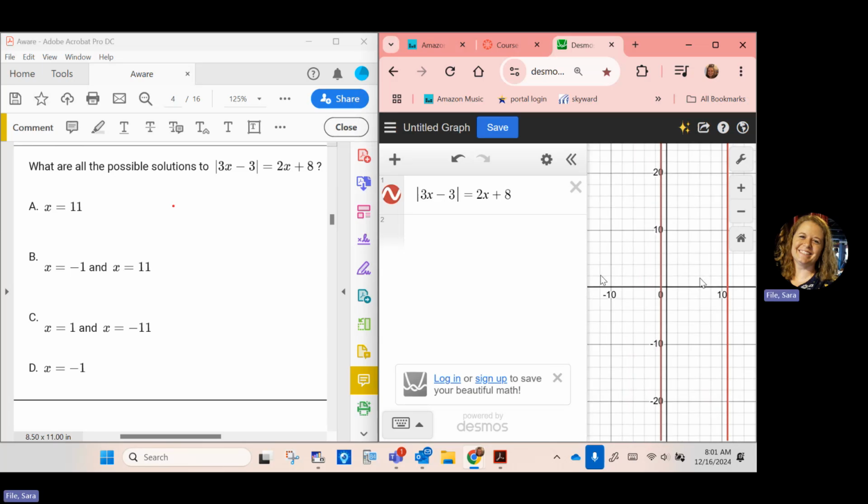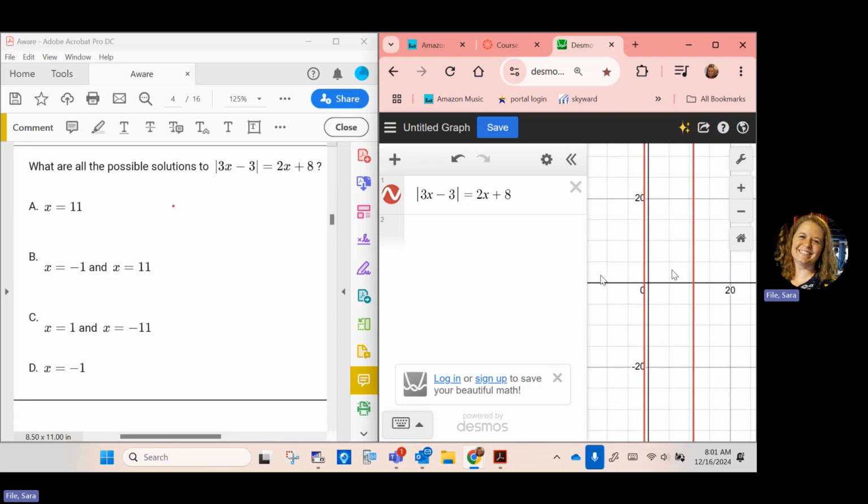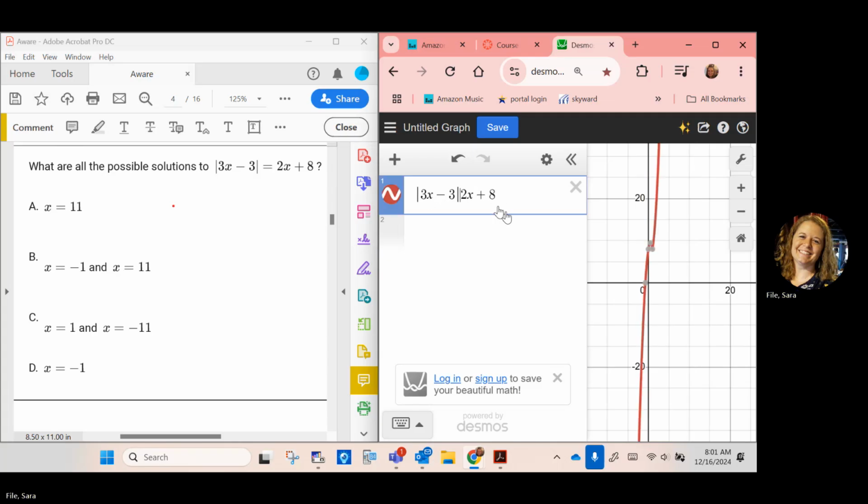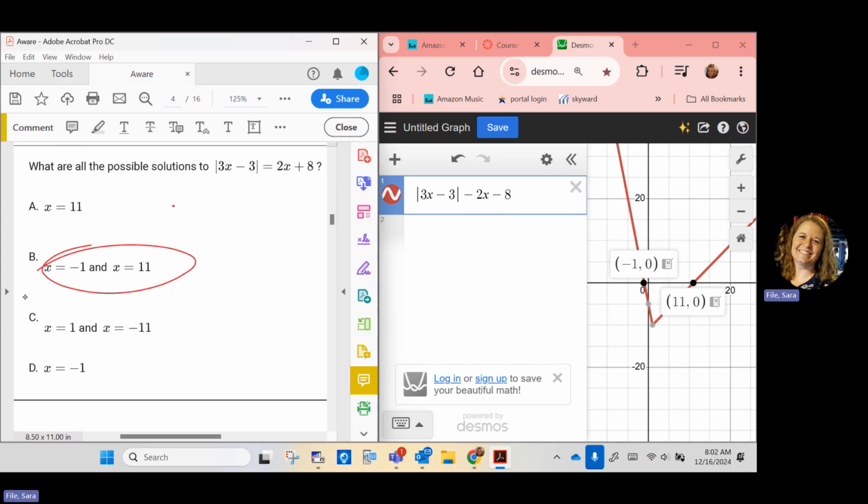If you want to actually see the absolute value, that V shape, you need everything to one side. So I could subtract the 2x and 8 and write that as -2x minus 8 all on one side. Now I actually see that shape and see it's still -1 and 11. So it doesn't matter if you see it as the V shape or if it just shows you the solutions. They're the same, -1 and 11.